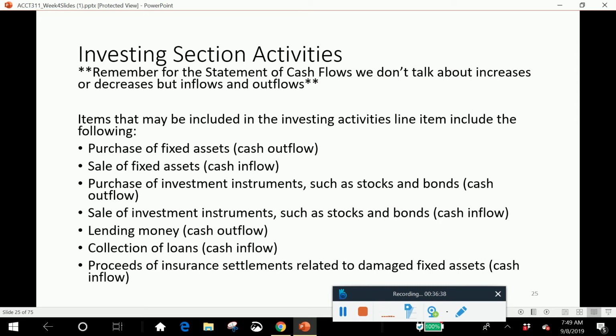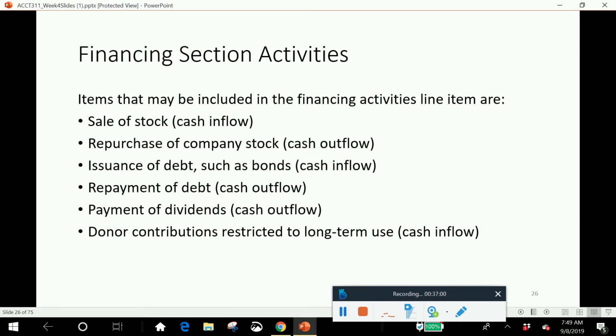This slide just shows you what some of the items are that you may see on the investing section component of the cash flow statement, and whether or not they would be considered cash inflows or cash outflows. Again, this is where I want to remind you that we don't talk about increases or decreases, we talk about inflows and outflows. Similarly, for the financing section, these are some of the items that you may see, along with whether or not they are an inflow or an outflow.